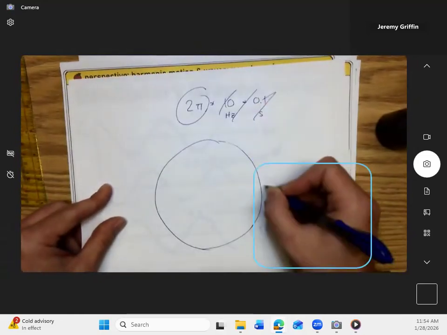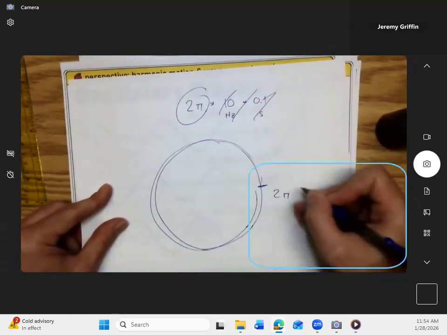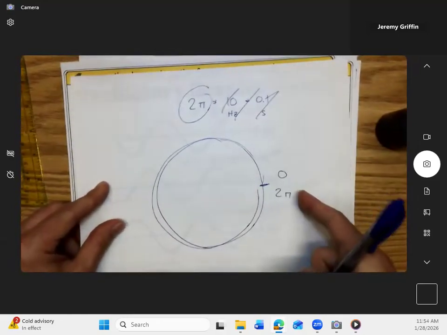On a unit circle. Because how many radians does it take to go all the way around? 2 pi. Right? 2 pi radians to complete a full cycle.